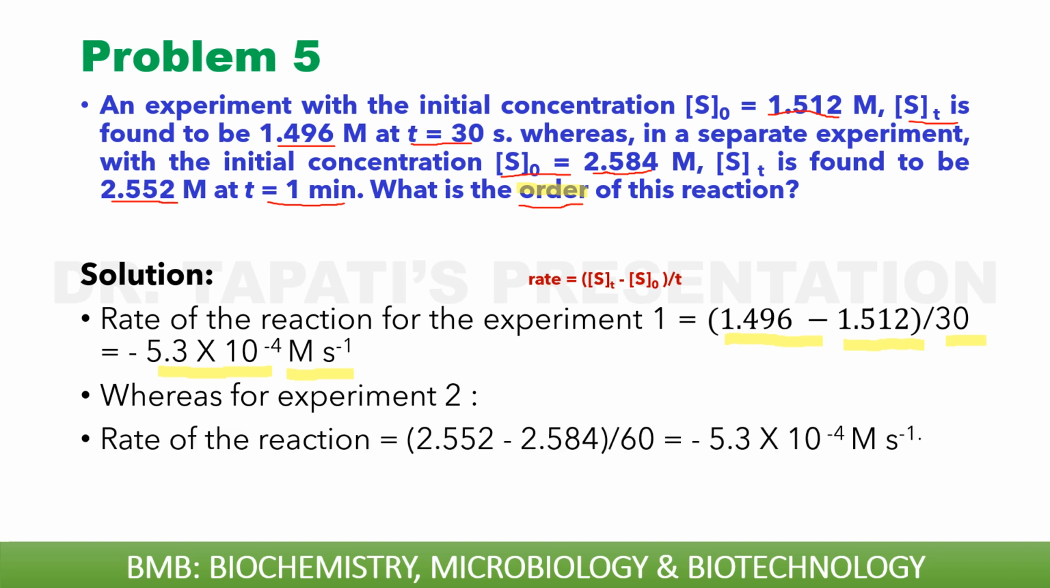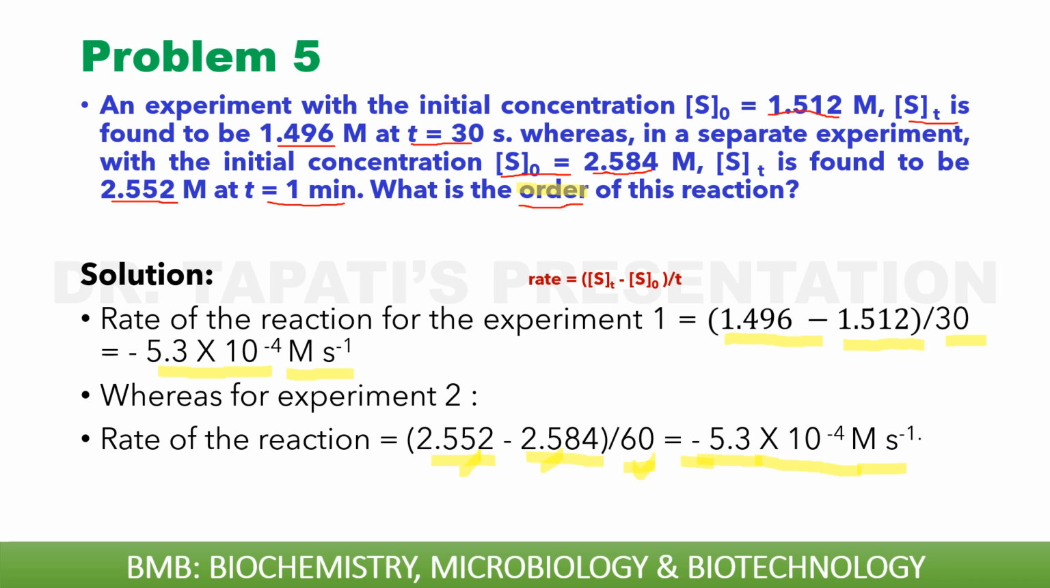Whereas for experiment 2, the rate of the reaction will be 2.552, that is the value of St, minus 2.584, that is the value of S0, divided by 60. So this is St, this is S0, so St minus S0 divided by t. t is here 60 seconds, that means 1 minute. So it is equal to minus 5.3 into 10 to the power minus 4 molar per second.